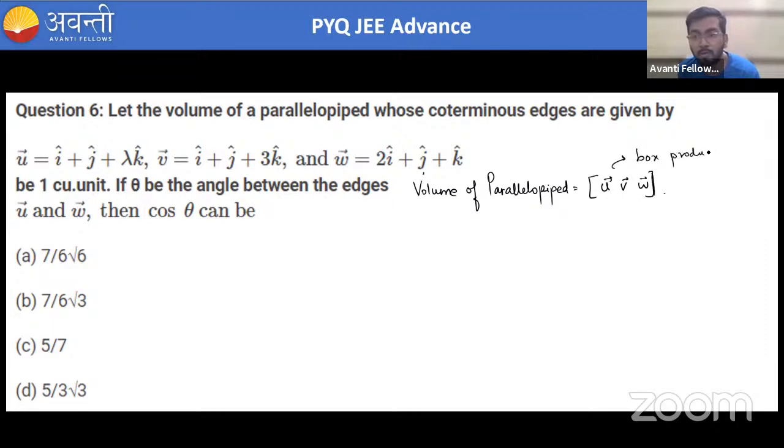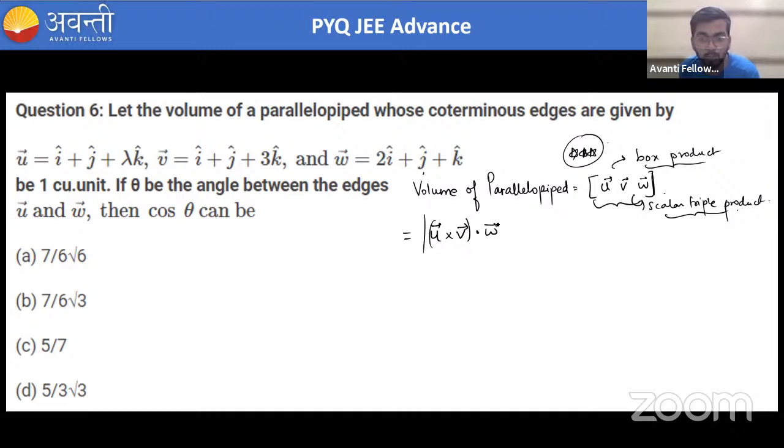or scalar triple product. So you can see the application of this concept is frequently asked in the exam. So let us fix it in our memory that the volume of a parallelopiped is this, and this box product comes from u bar cross v bar dot w bar, right? So first of all, I'll try to find u bar cross v bar.